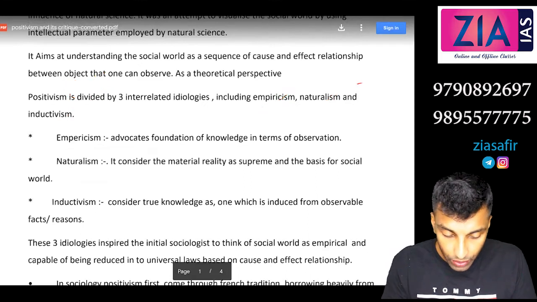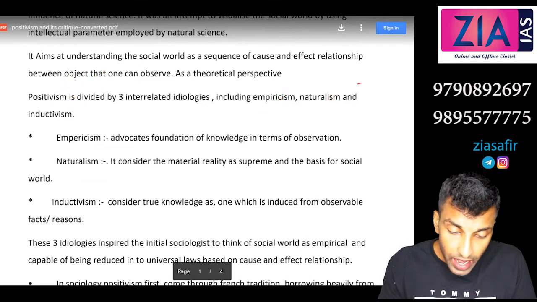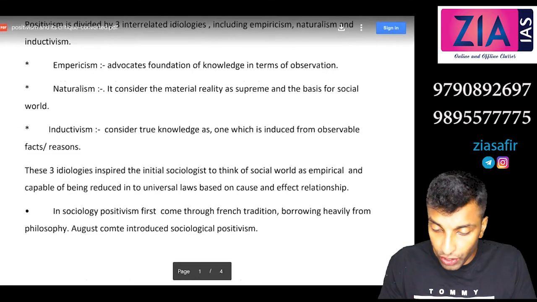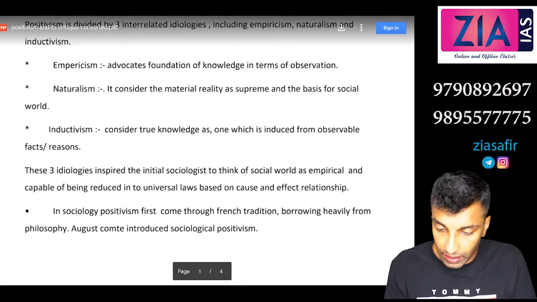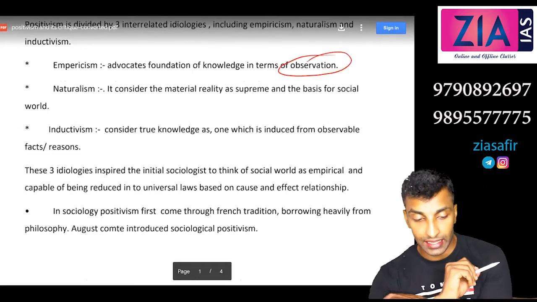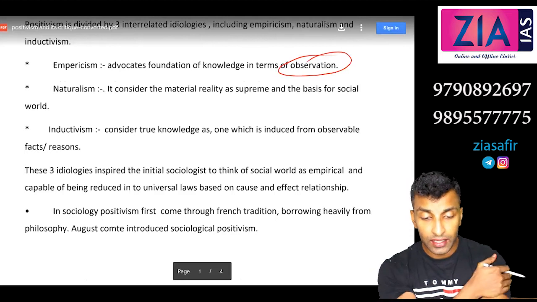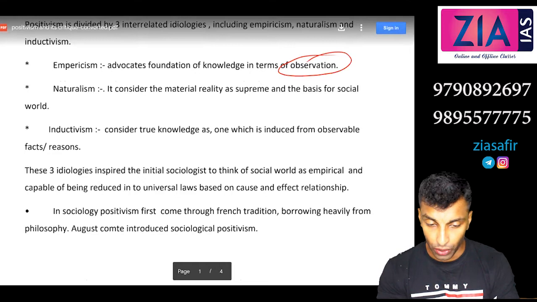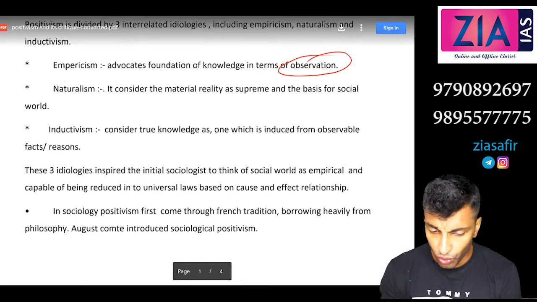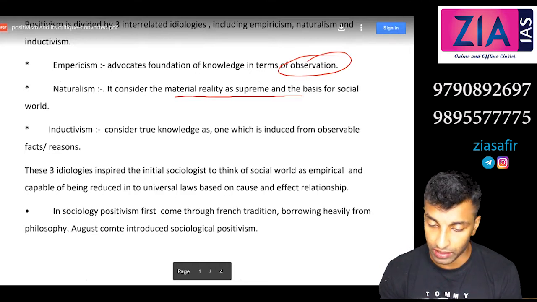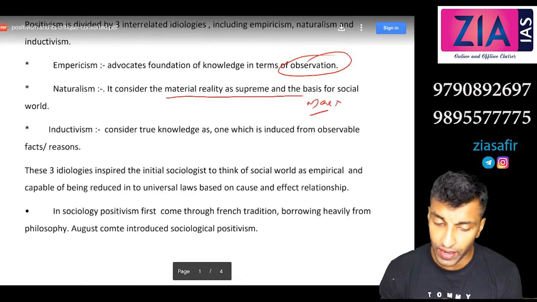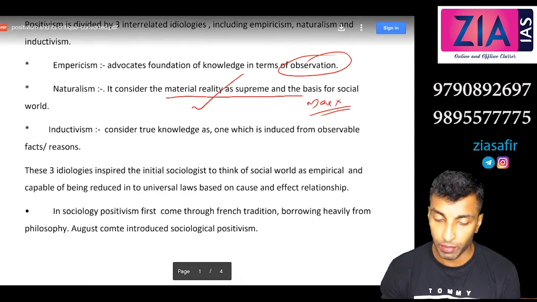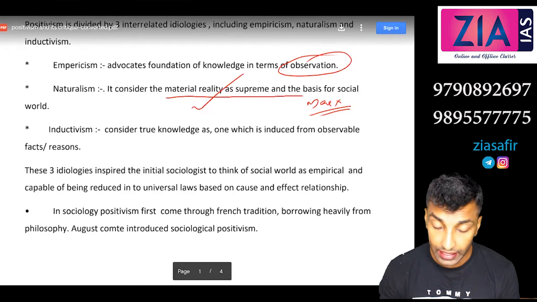It is explained here already what empiricism is, etc. Empiricism advocates foundation of knowledge in terms of observation, something which can be seen, something which is tangible. Naturalism considers the material reality as supreme and the basis for social order, and you will understand this in more detail when we discuss Marx. Marx talks extensively about material reality, economic infrastructure, etc. In case you have any doubt.